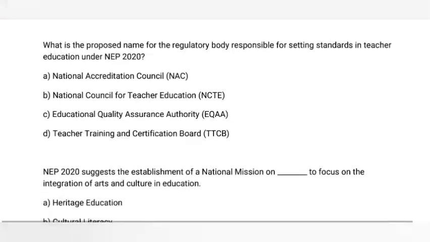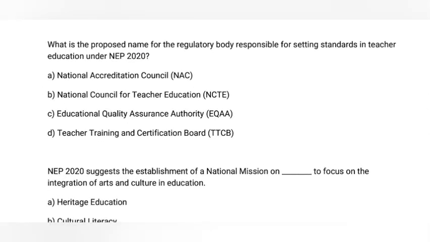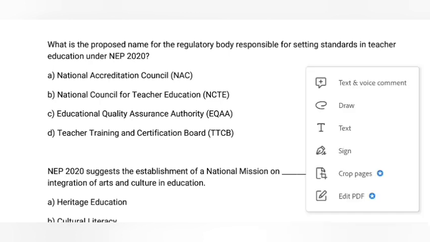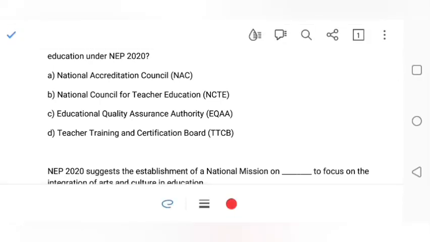Next, what is the proposed name for the regulatory body responsible for setting standards in teacher education under NEP 2020? National Accreditation Council (NAC), National Council for Teacher Education (NCTE), Educational Quality Assurance Authority (EQAA), Teacher Training and Certification Board (TTCB). So it will be NCTE, National Council for Teacher Education.